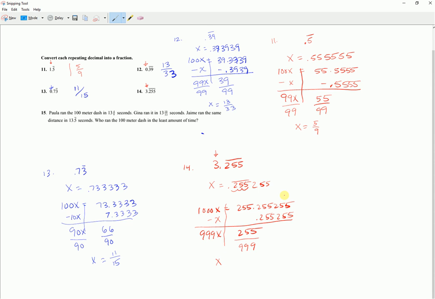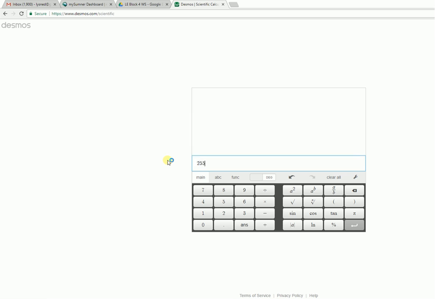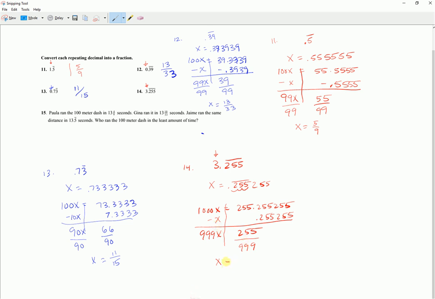Oh boy. So let's see. I might just cheat and put this into my calculator. 255 divided by 999. Let's see what we get. Well, that definitely gives me the right number here. And for our purposes here, I'm going to call that good. So x is equal to 255 over 999. And our final answer is we bring the 3 that was here, and we don't need a decimal though. We bring the 3, and it's going to be 255 over 999.